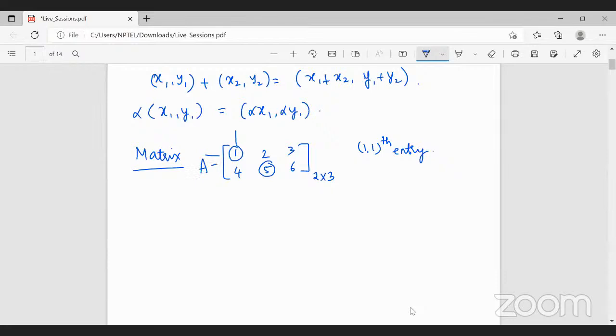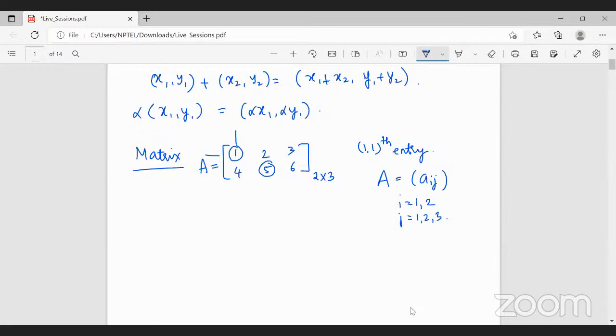And if I write a matrix A, then in general I can call its entries a_ij, where i and j can be anything. i will vary from 1 to the total number of rows. So for this matrix, i will vary from 1 to 2 and j will vary from 1, 2 and 3.